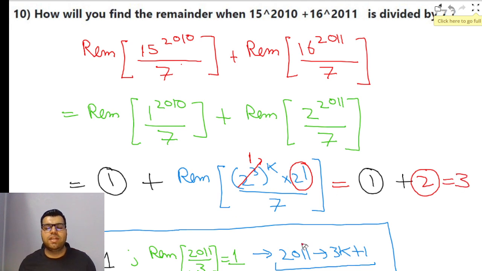This is the new thing that I told you: no need to find out exact values, just find out whether 2011 is of the 3k plus 1 form or what form, and then you will get the answer simply. Just repeating it, I first broke the remainder. 15 has a remainder of 1 with 7, so I put 1 over here, and this became 1 finally. 16 has a remainder of 2 with 7, so 2 raised to power 2011 with 7. Now I observed that 2011 is of 3k plus 1 form. So I wrote it as 2 cube raised to power k into 2 raised to power 1. 2 cube is basically 8, and the remainder of 8 with 7 is 1, so I replace it with 1. 1 raised to power k is 1 itself. And then we have 2, and the remainder of 2 with 7 is 2. So 1 plus 2 is 3. Very easy, very simple.